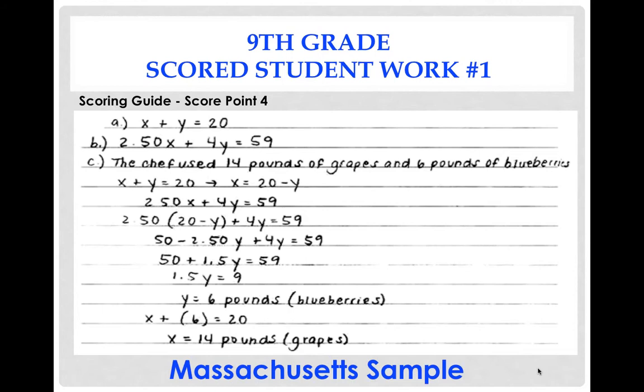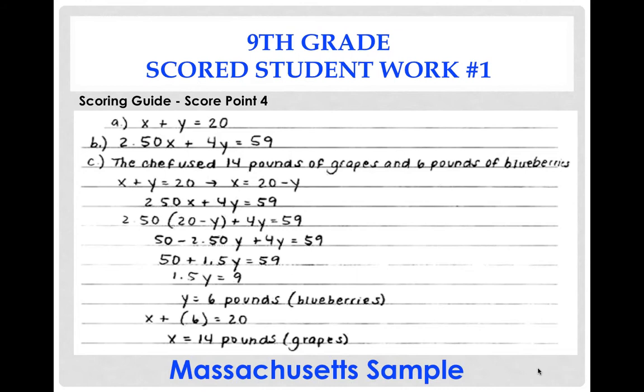And the other part, part B, says write an equation in terms of x and y that can be used to represent the total cost in dollars of the fruit salad. Well, remember, grapes cost $2.50 per pound and blueberries cost $4 per pound.